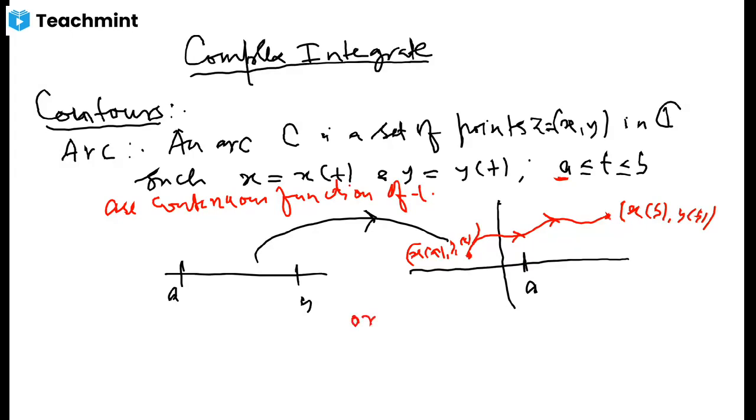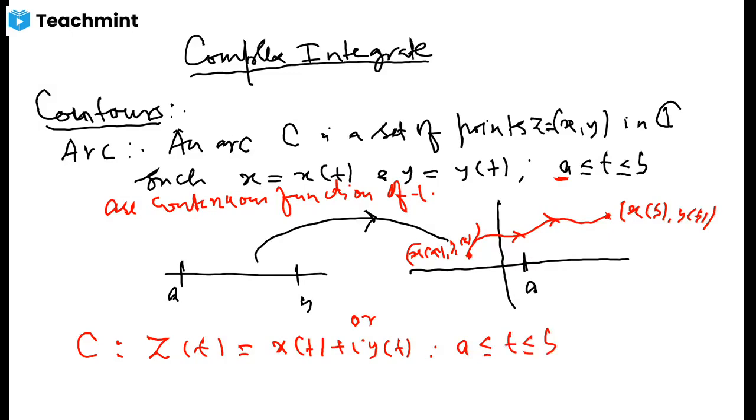Or we can also write it as, the arc is nothing but a kind of function z of t, because a complex number can be written as x of t plus i y of t. This can be the way to write this, and usually we will denote it in this way. Any arc will be denoted in this way, and we fix this kind of notation where this parameter lies between this interval. So now there are various possibilities of this arc.